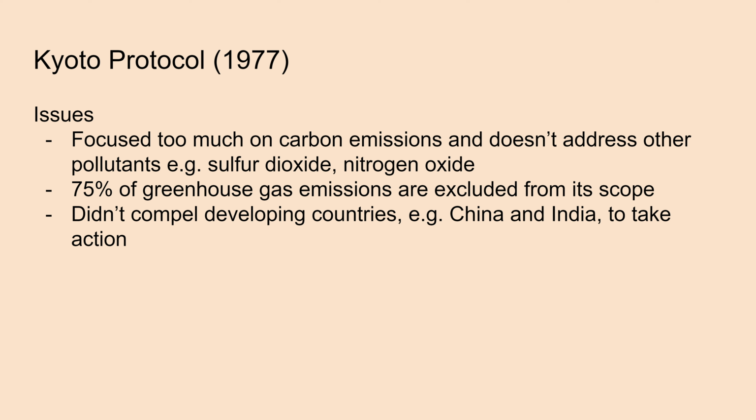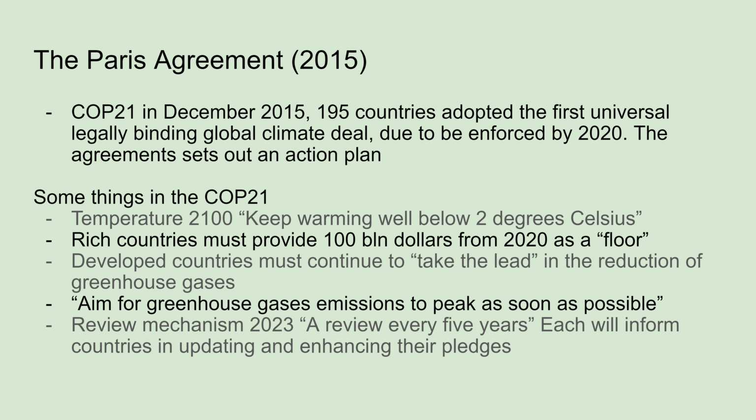So now going on to the Paris Agreement in 2015. In COP21 in December 2015, 195 countries adopted the first universal legally binding global climate deal, which is due to be enforced by 2020. The agreement set out an action plan, and some of the things in this action plan were to keep warming well below 2 degrees Celsius by 2100.